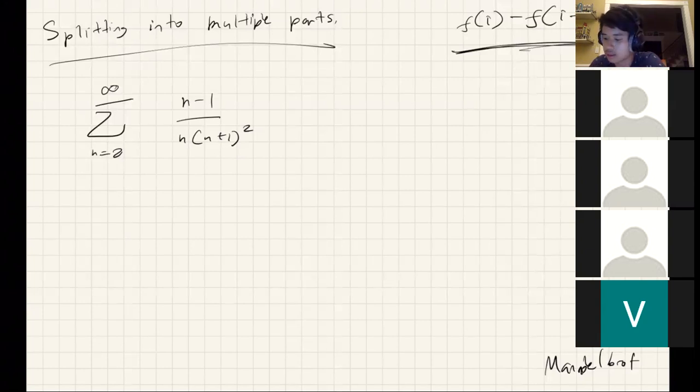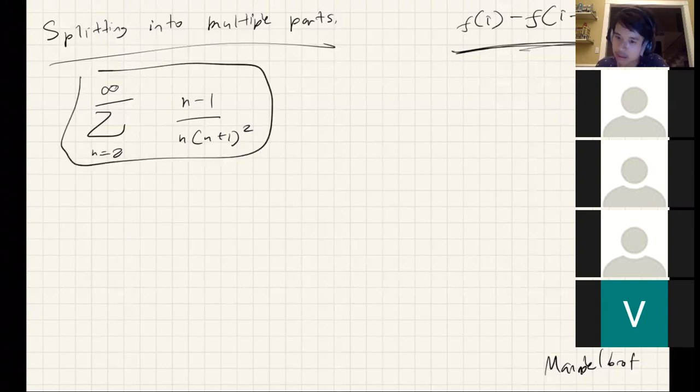Anyways, we're given this problem, and we're asked to sum, which is a really bad one, isn't it? We have to sum this quantity from n equals 1 to infinity. So how are we going to go about this?